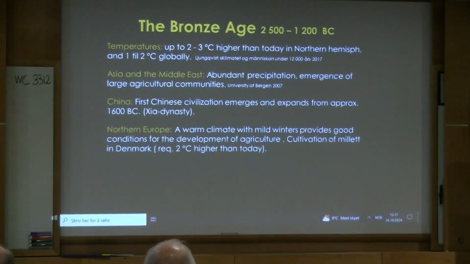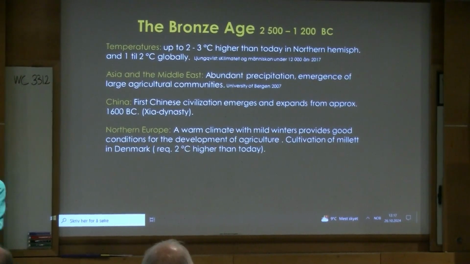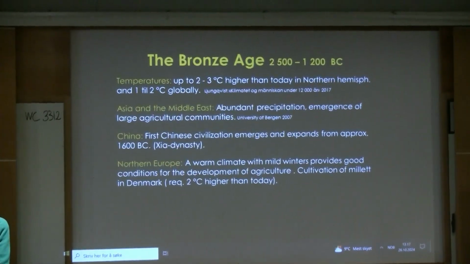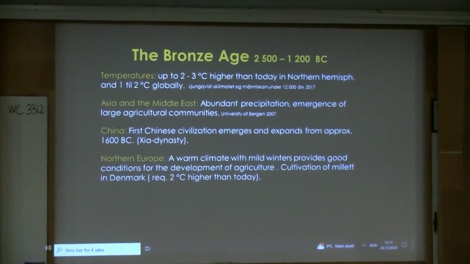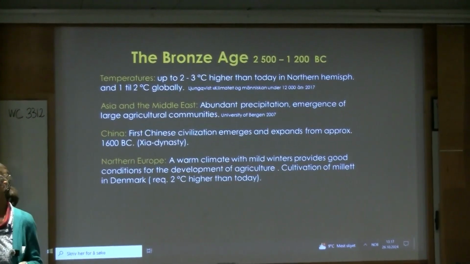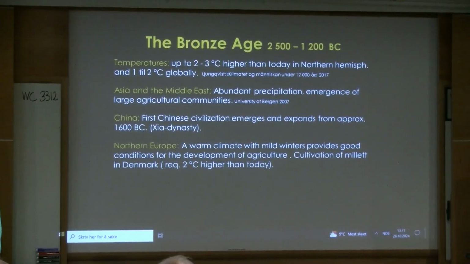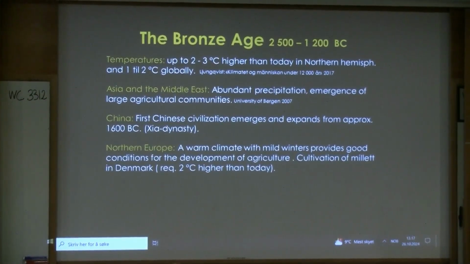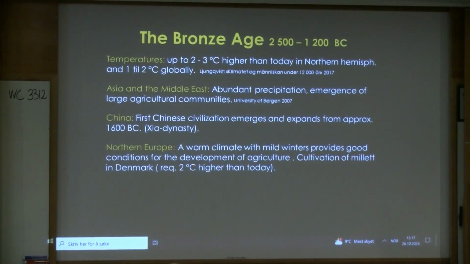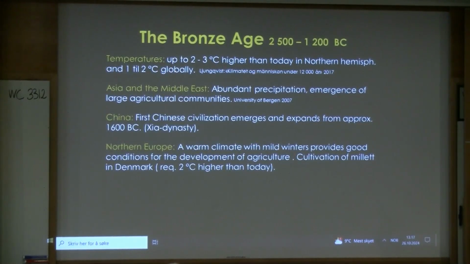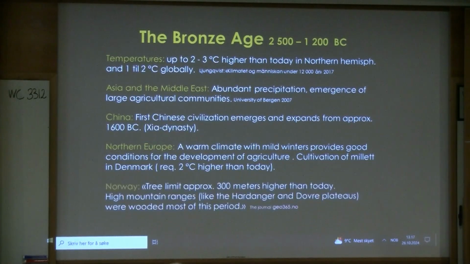In Northern Europe, there was a warm climate with mild winters, and that provided good conditions for the development of agriculture. And in Denmark, for instance, they even cultivated millet, which requires 2 degrees higher average summer temperatures than we have today. Hirse is millet in Norwegian. I don't know what it is in Swedish and Danish.